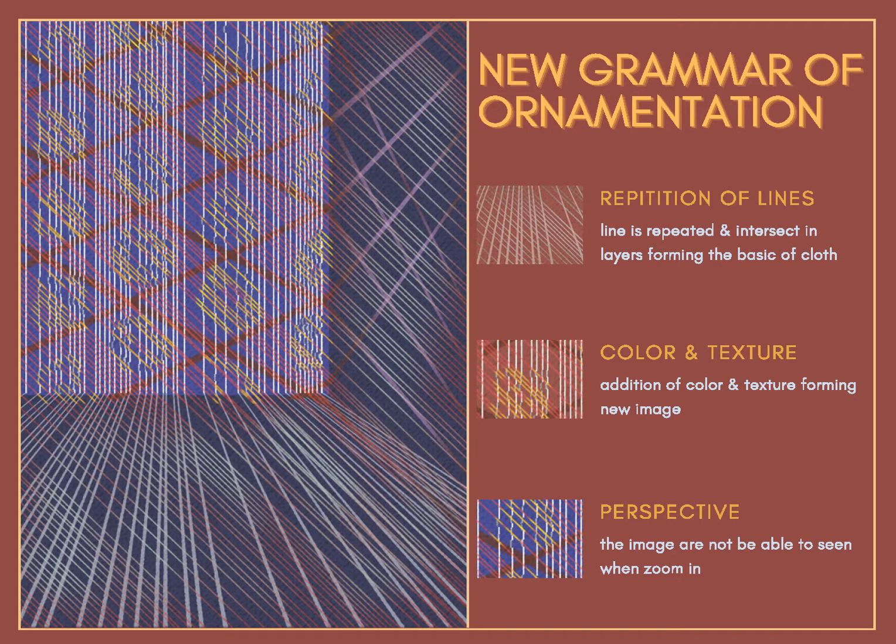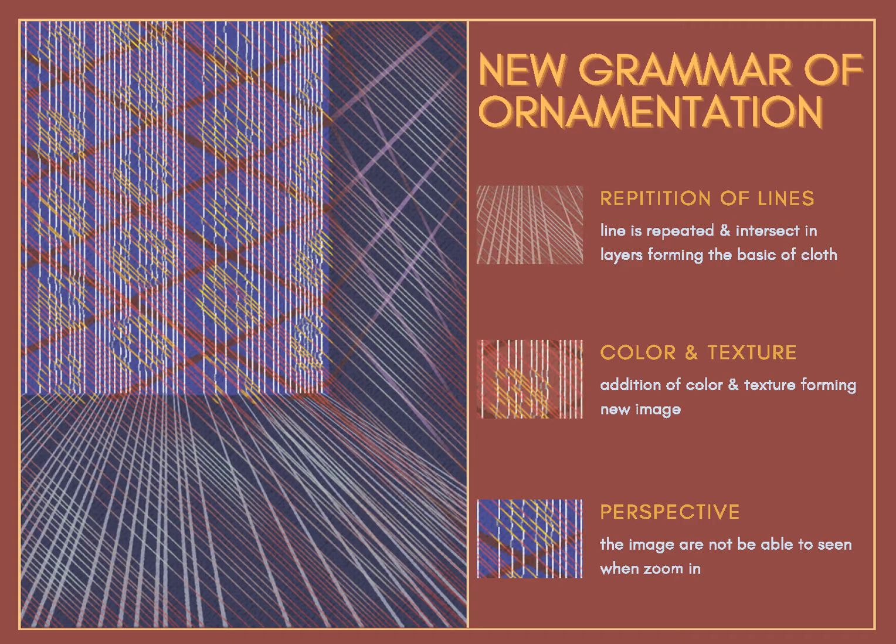In the new grammar of ornamentation, I am expressing the process of the line, the thread occurring inside the loom, which you can see in this abstract art. There are mainly three points in this abstract art, and the first is the repetition of lines. The line is repeated and intersected in layers. The unique point is that the line is all the same, but the orientation and direction of the line are different.